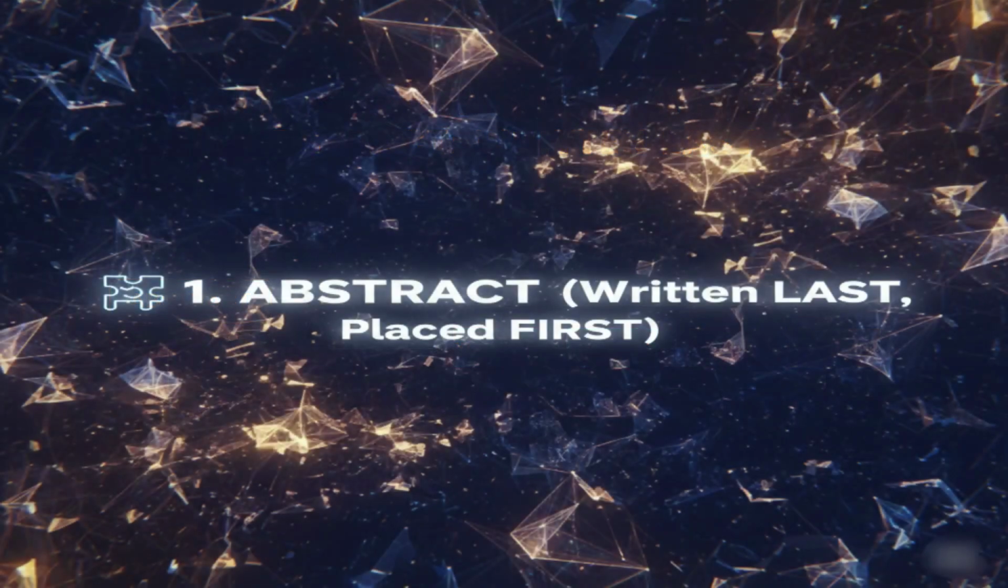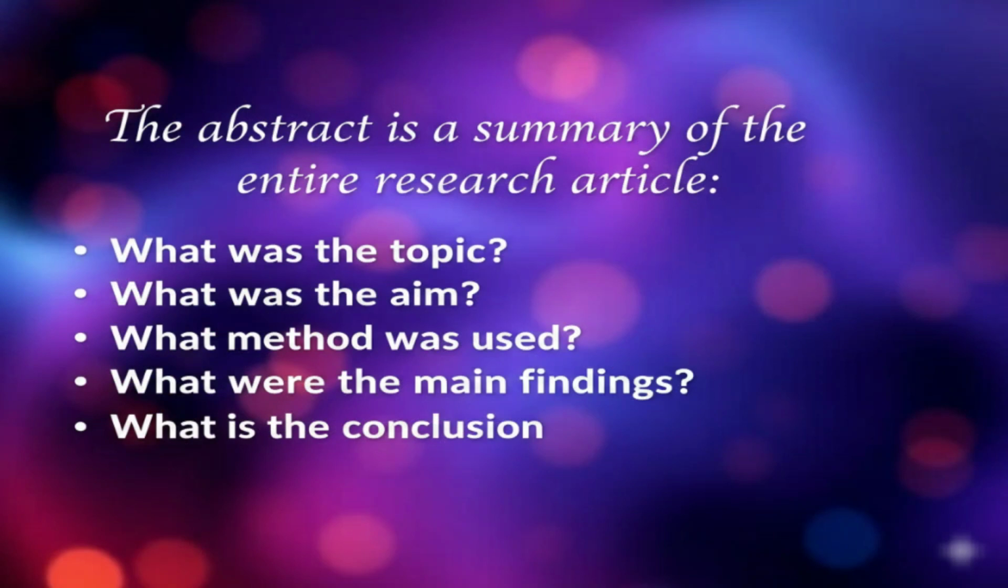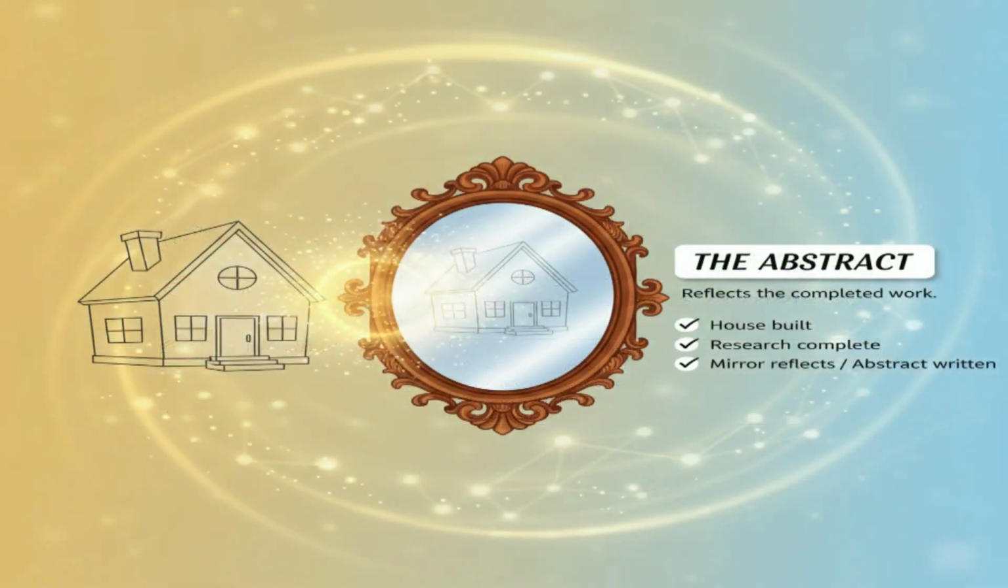First, abstract. Written last, placed first. The abstract sits at the top of the paper, but it is written at the end. Why? Because the abstract is a summary of the entire research article. What was the topic? What was the aim? What method was used? What were the main findings? What is the conclusion? You cannot summarize something that doesn't exist yet. So you always write the abstract after completing the whole article. Think of it as a mirror. Once the house is built, you describe it in one glance.